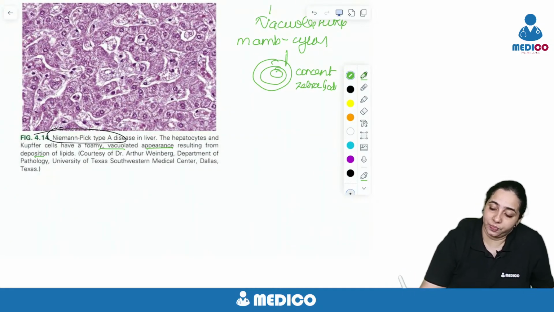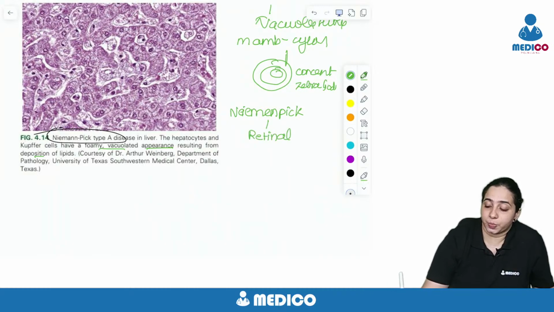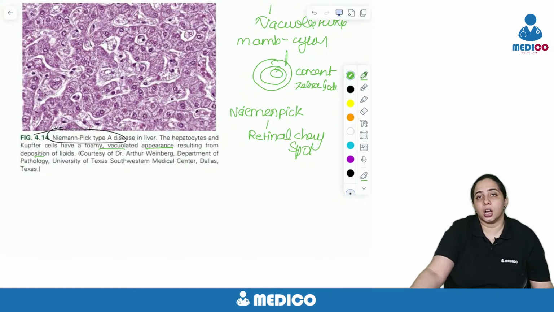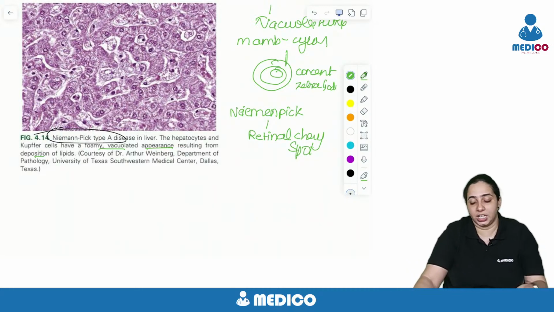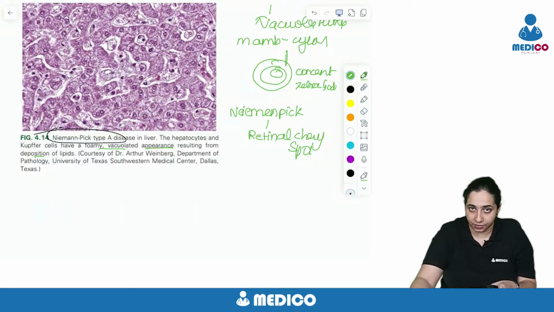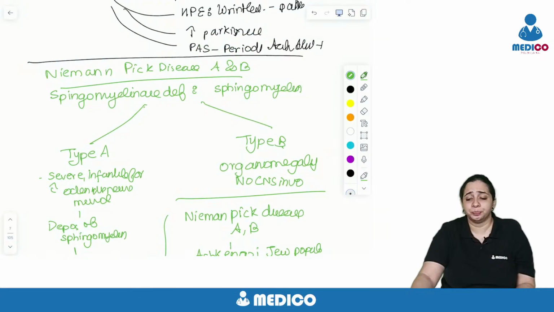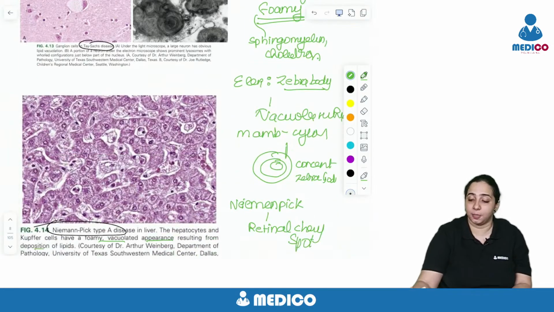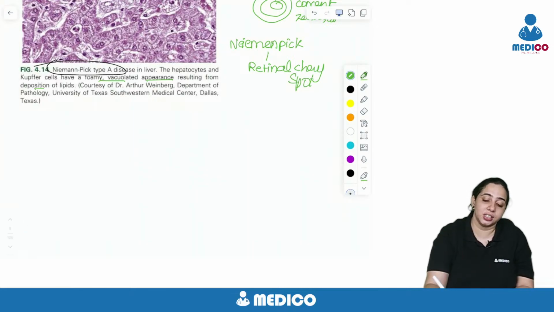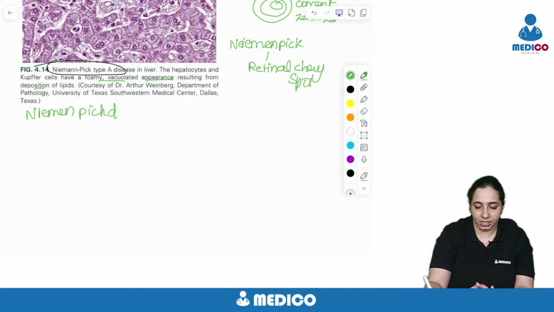Now, again, all of you know, I think, that when you think Niemann-Pick disease, you say retinal cherry spot. That is also a characteristic feature of Niemann-Pick disease. Again, it is not specific, it is just characteristic. So now we saw Niemann-Pick disease type A and type B. Now we will see what is Niemann-Pick disease type C.